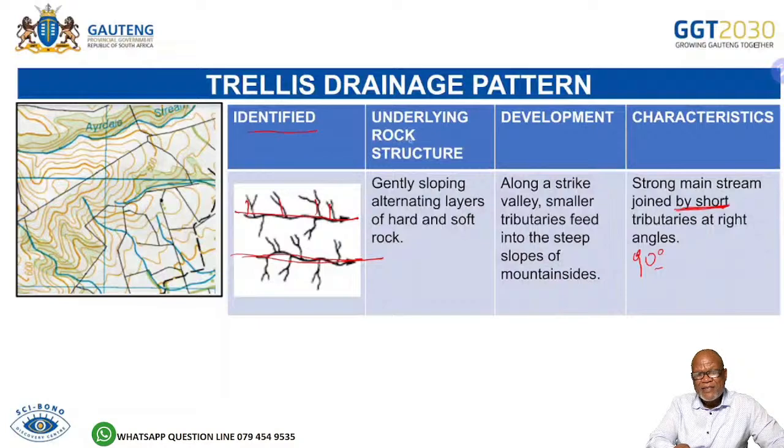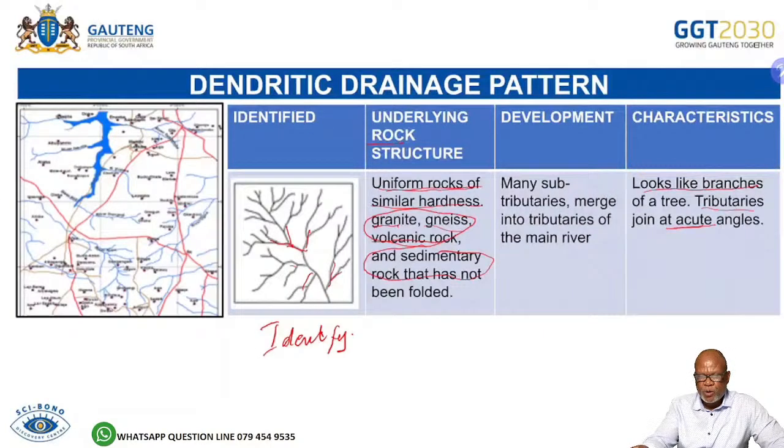So what is the underlying rock? Gentle sloping alternating layers of hard and soft. Now let's look at what we said here. With dendritic, the rocks must have similar resistance. Here, the rocks must have alternating resistance.